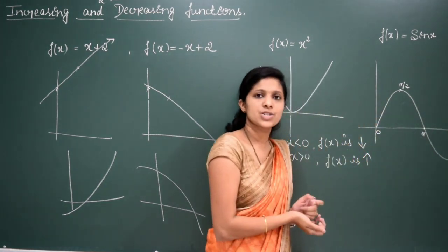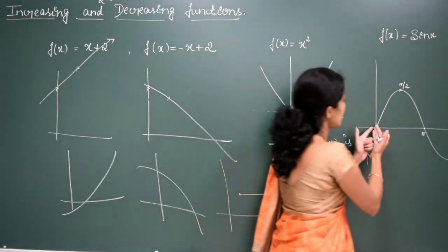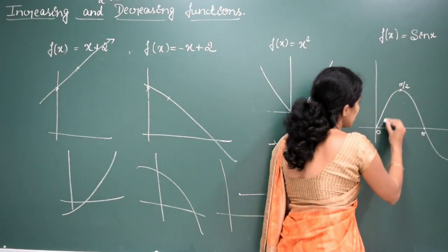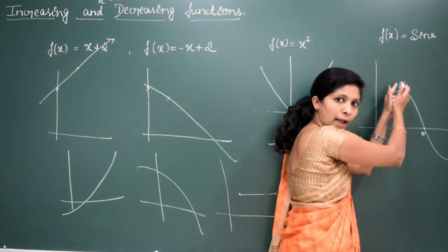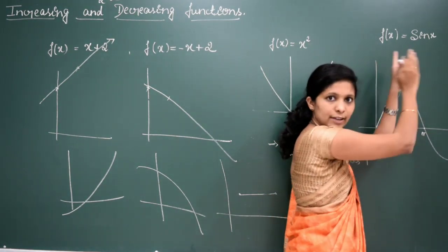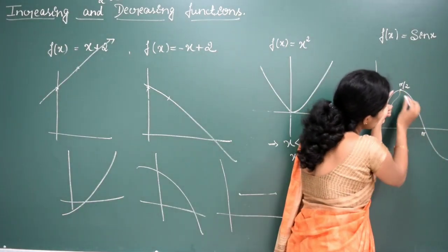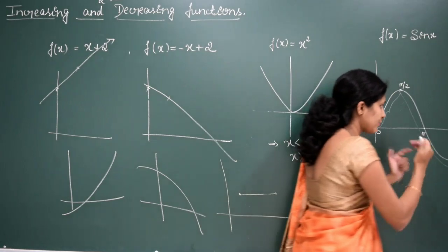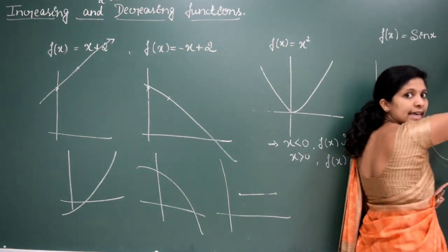Now can you say whether the function is increasing or decreasing? Here also both are there. From 0 to pi by 2 the sin function is increasing. After that, from pi by 2 to 3 pi by 2, the function is decreasing. Again after that, from 3 pi by 2 to 5 pi by 2, it is increasing.